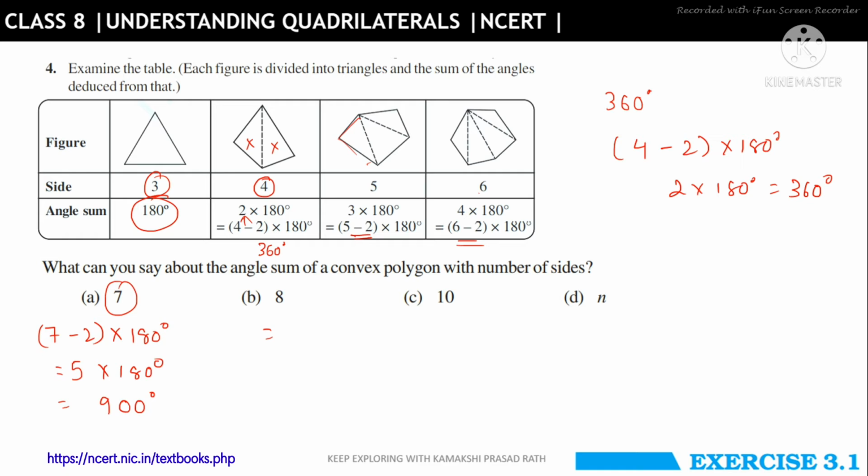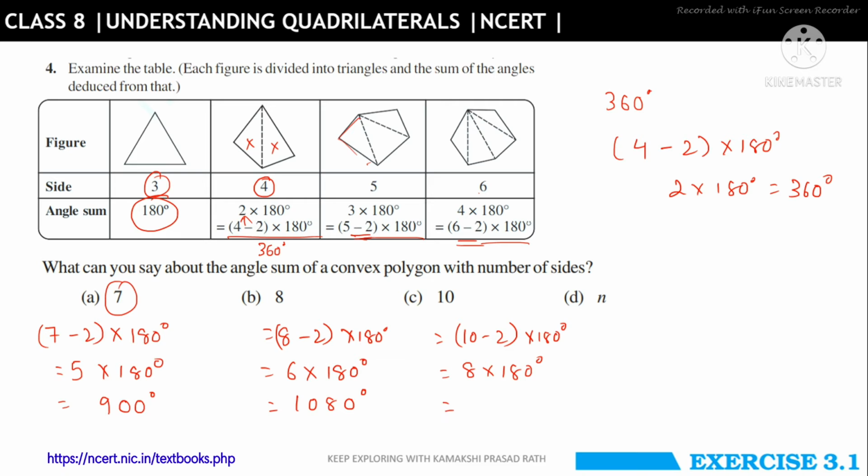Same thing for 8. So the angle sum is 8 minus 2, the number of sides minus 2, multiplied by 180. We are just following whatever is given in the figure here. The same concept we are reducing now to get the sum of the angle. So 8 minus 2 is 6, multiplied by 180 degree. 6 times 180 is 1080 degree. Now for 10, same thing, 10 minus 2 multiplied by 180. So 10 minus 2 is 8, multiplied by 180. 8 times 180 is 1440 degree.